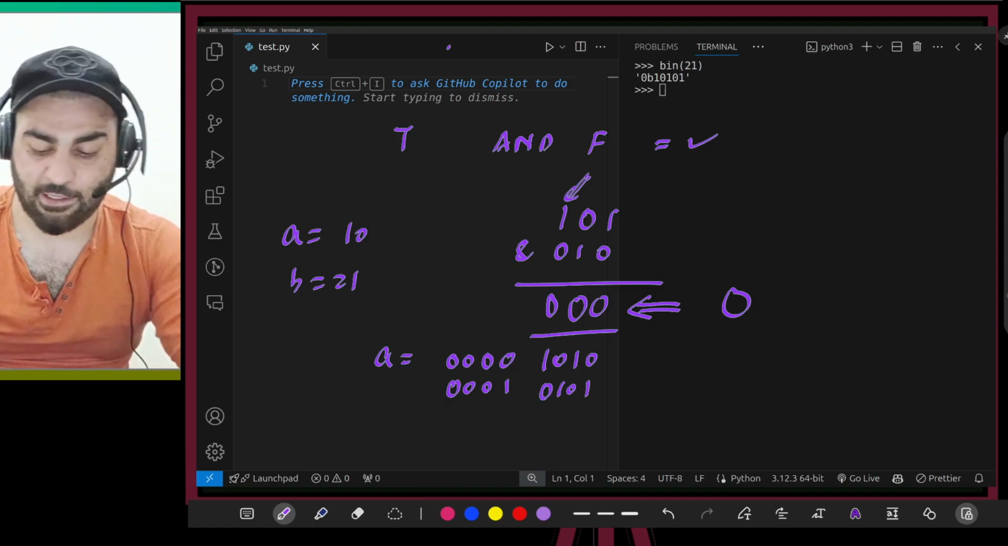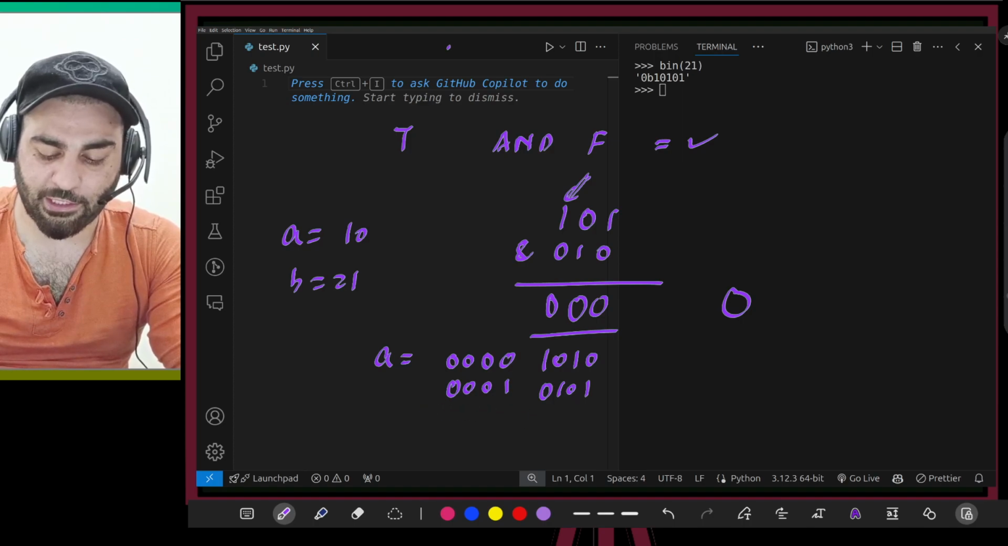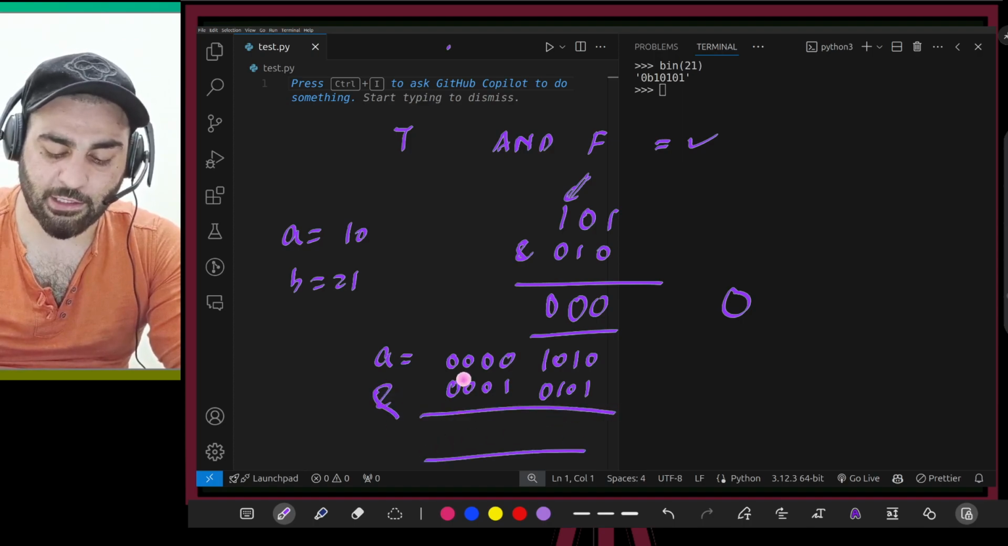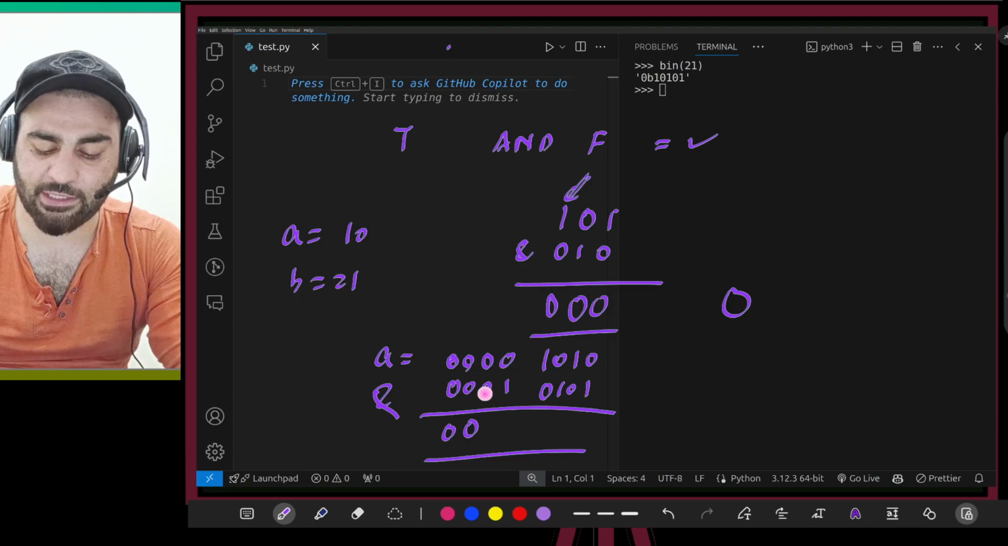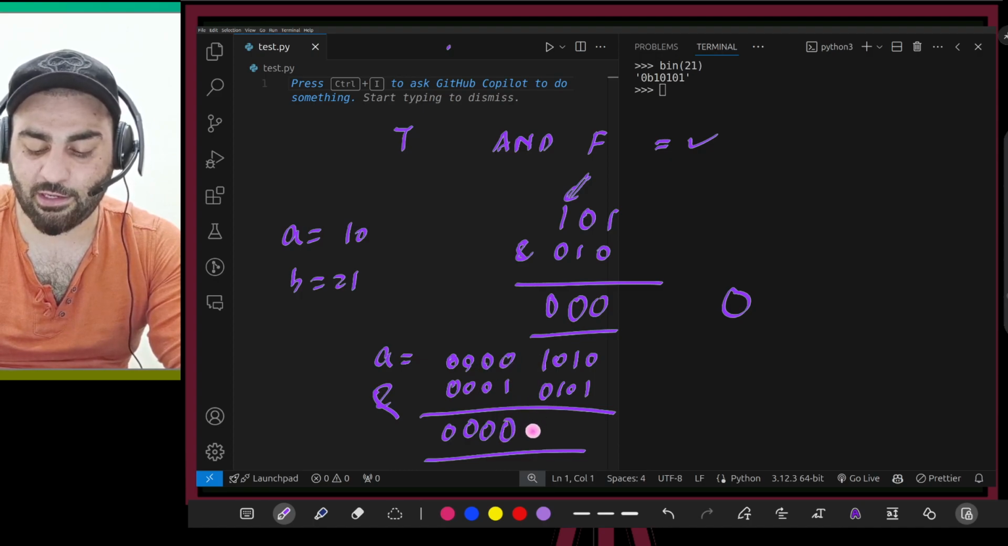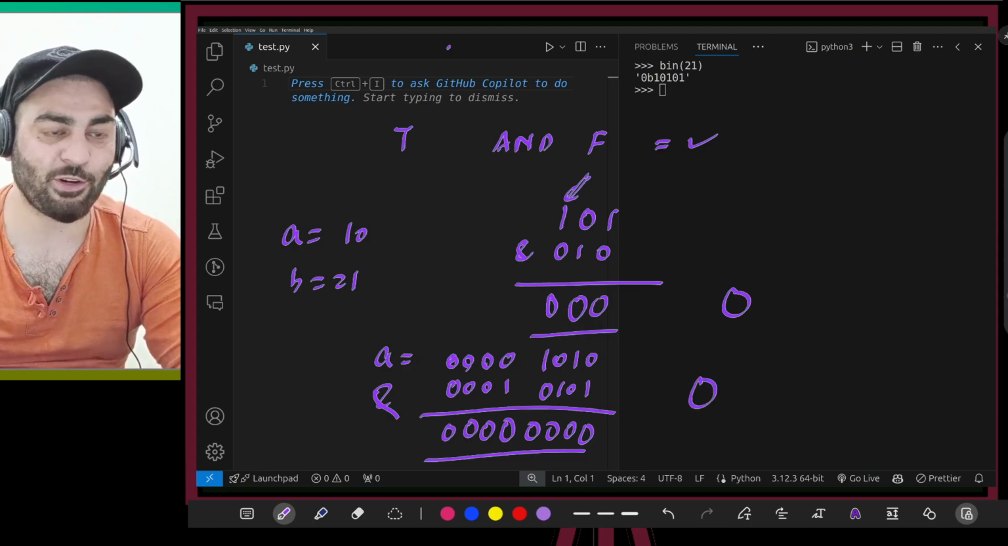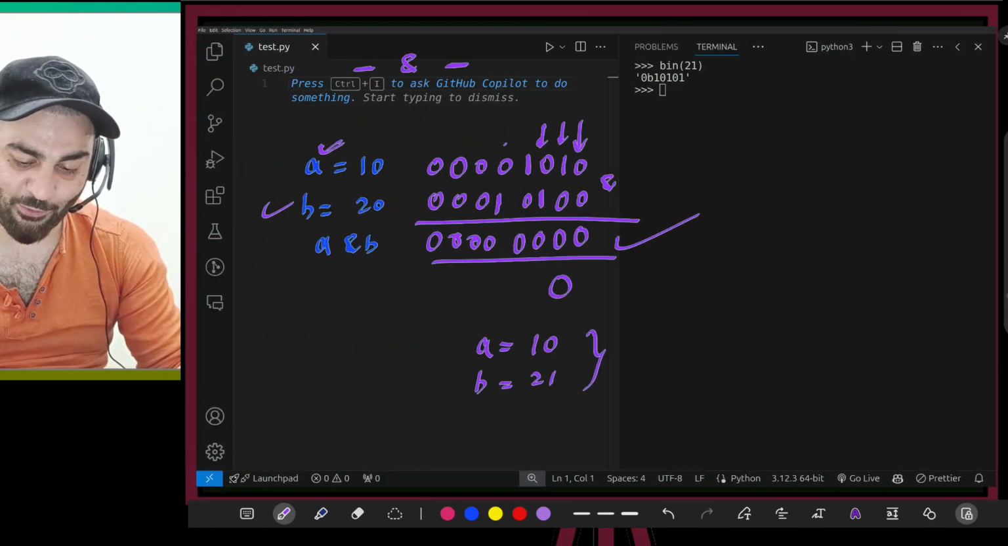Okay, so now if you compute this AND operation, 0 and 0 will be 0. This will be 0 0 0 0 0. 0 and 0, again this should be 0. At least whatever we saw, it should be 0.